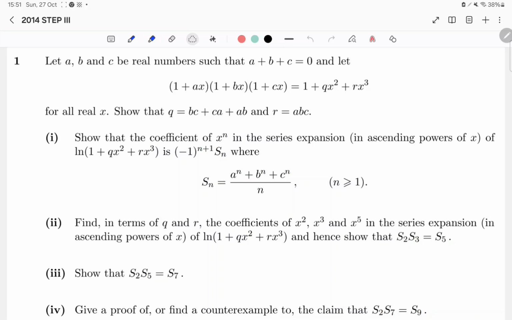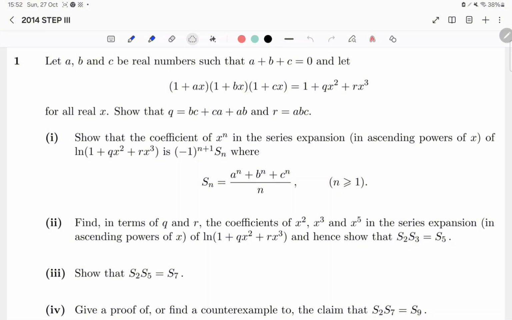Let a, b and c be real numbers such that a plus b plus c equals 0, and let (1 plus ax)(1 plus bx)(1 plus cx) equal 1 plus qx squared plus rx cubed for all real x. Show that q equals bc plus ca plus ab and r equals abc.